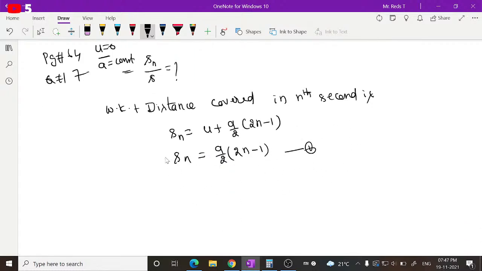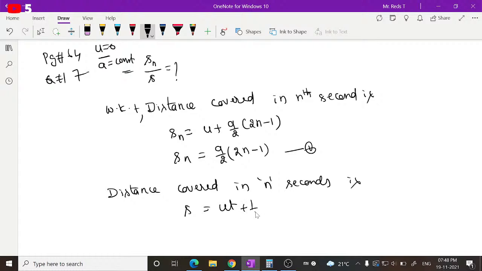Let us take this as 1. Whereas the total distance covered in n seconds is given by s equals ut plus half at square. Again here also, as it starts from rest, we take u as 0.